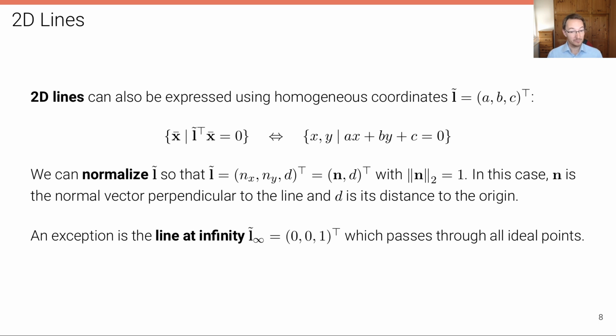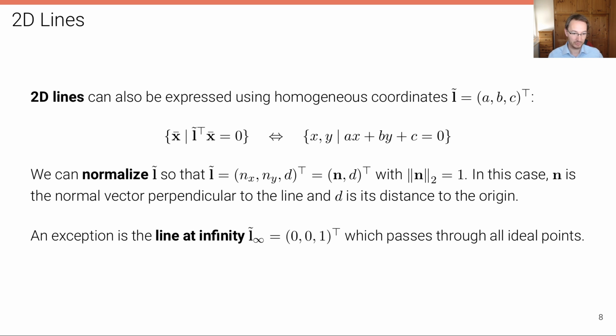Now, for instance, what we can do is normalize L bar, which is also a multiplication with a scalar, such that L bar, the line, becomes nx, ny, and d, or n, d, which then has a particular geometric meaning, where we normalize n in a way such that this n vector has length 1. In this case, n is just a normal vector perpendicular to the line, and d is the distance to the origin of the coordinate system. Okay, and I have an illustration for this on the next slide.